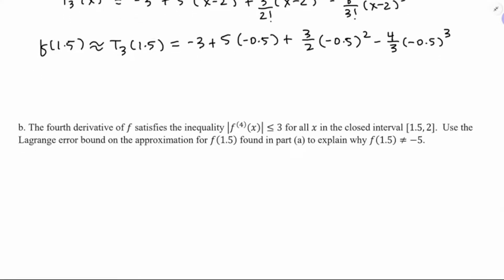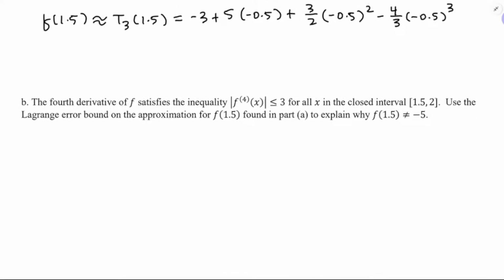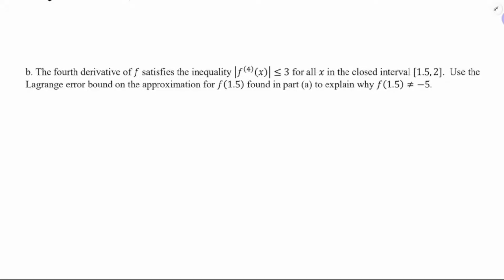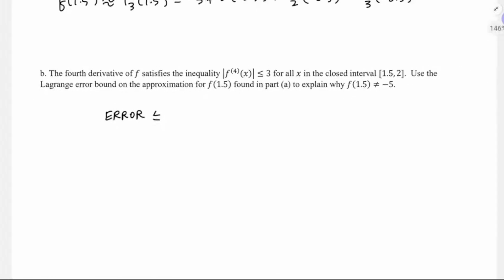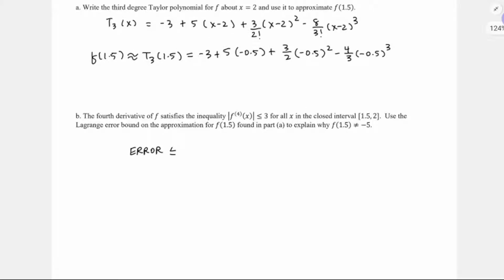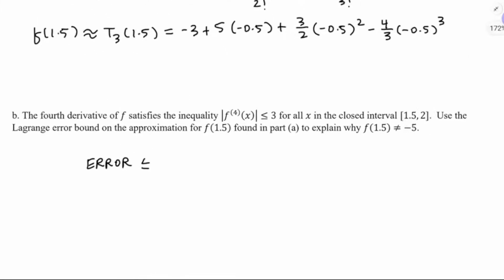The fourth derivative of f satisfies the inequality there for all x in the closed interval 1.5 to 2. We're going to use the Lagrange error bound. Okay, so that's always going to start off with error less than or equal to. For f of 1.5 found in part A, explain why it's not equal to 5. Okay, so this is kind of like the other one where we showed it wasn't a negative number. I think that's more of an older thing. Now you're just finding the error bound, it seems like. I haven't seen one of them like this in quite a while. That doesn't mean that we're not going to see it this year, but I haven't seen it recently.